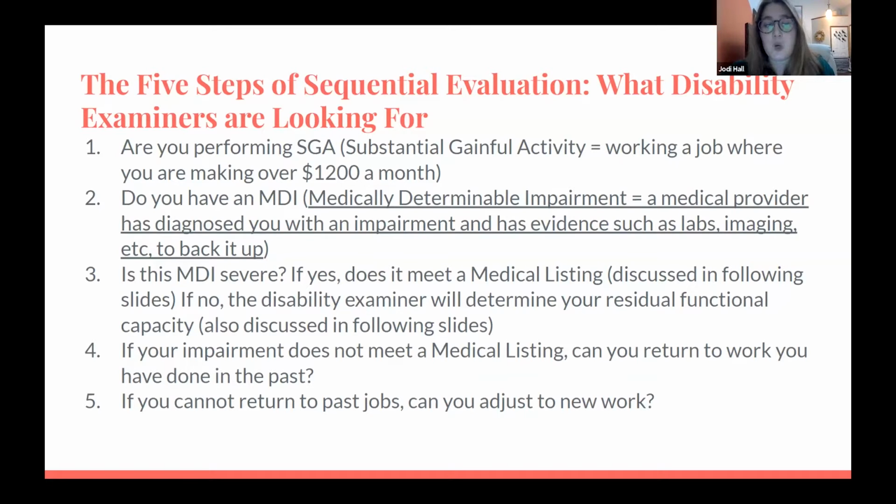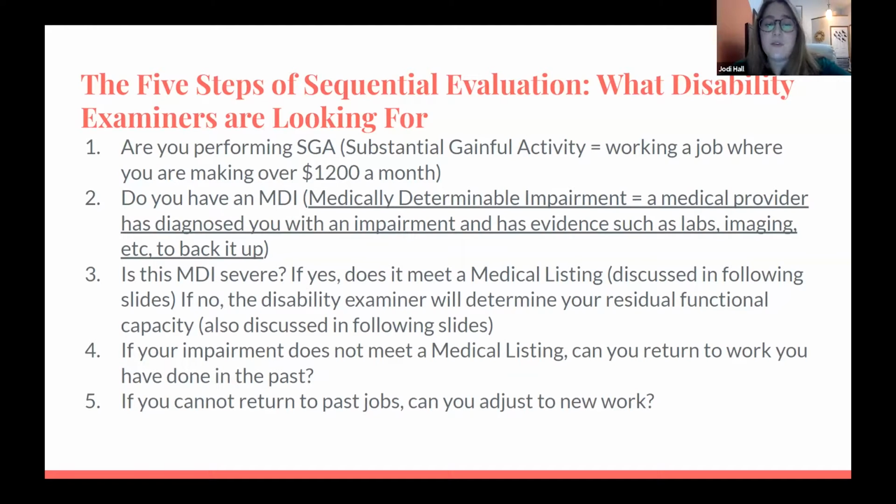Then the examiner will be looking for, do you have a medically determinable impairment? This means that your vasculitis has been diagnosed by a doctor and that there's labs, imaging, any kind of medical workup to back up your doctor's diagnosis. So those pulmonary function tests, CTs, blood work, any of that works just fine. And then they will be looking at, is this impairment severe? Severe means, does it more than minimally affect your functioning? If it is affecting your functioning to the point that you can't work, yes, of course, it's severe.